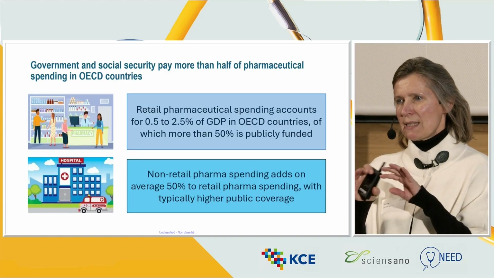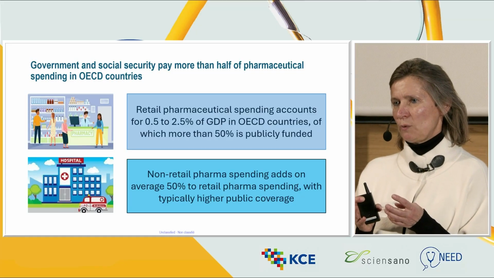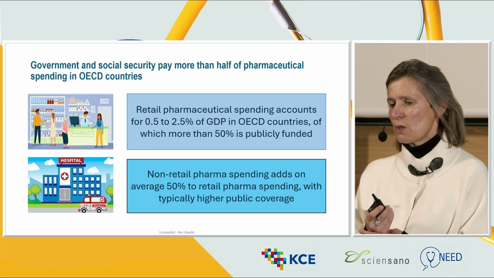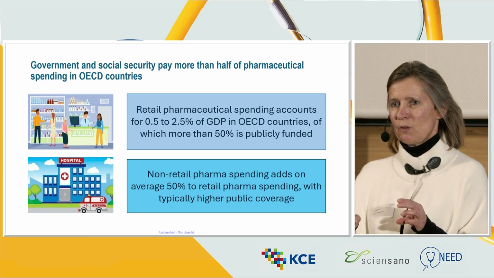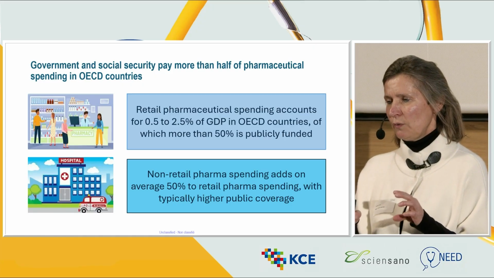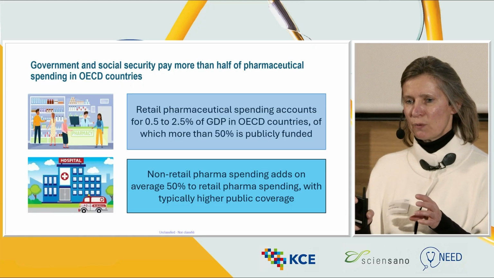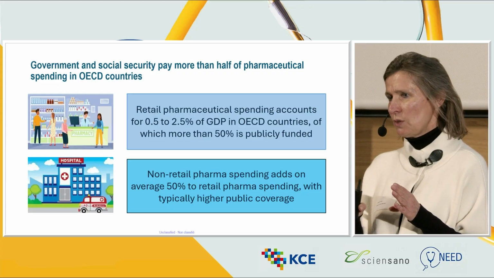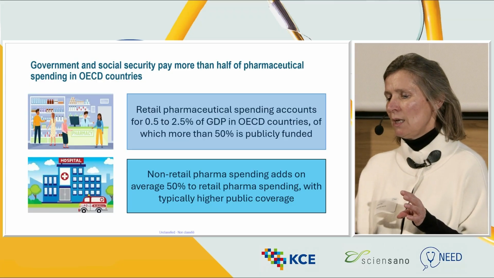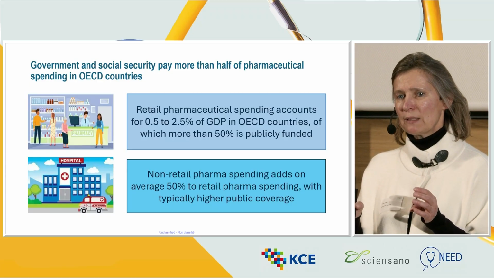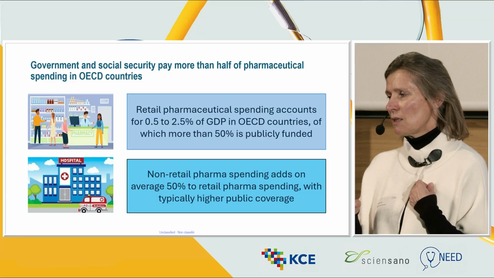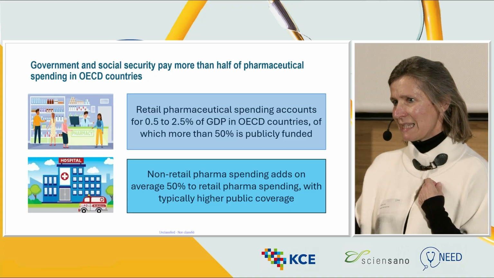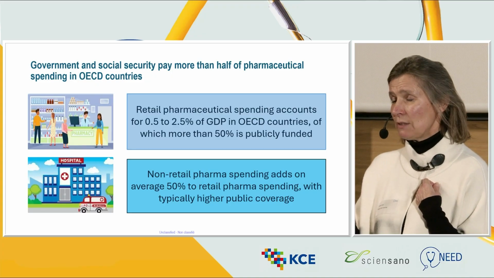So let's start by setting the scene about what is the public contribution to pharmaceutical R&D and consumption. From the demand side, the consumption, as you know, pharmaceutical spending accounts for 0.5 to 2.5% of GDP in OECD countries. This is very variable across countries, and more than 50% of it is financed by public funds. When we are in Belgium, it's 75%.